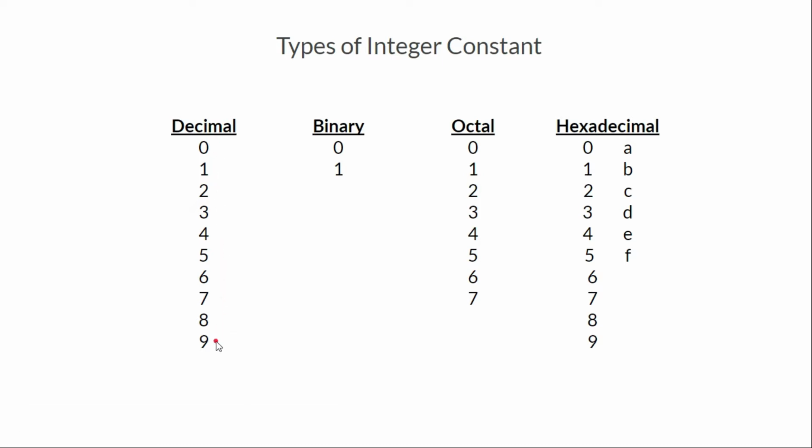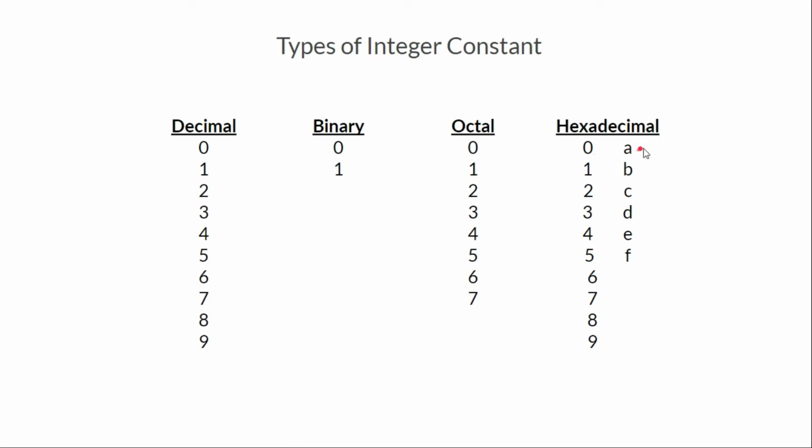That's why decimal is of base 10. In binary we use digits 0 and 1. That's why binary is of base 2. Octal uses digits 0 to 7, that are total 8 digits, hence the base of octal integer is 8.